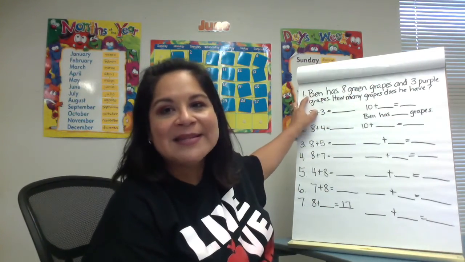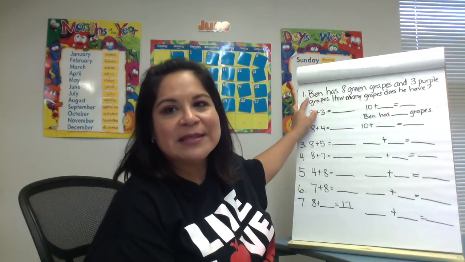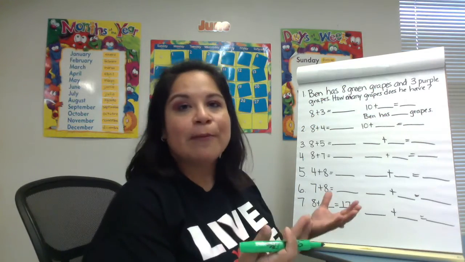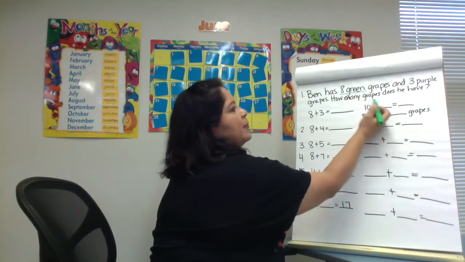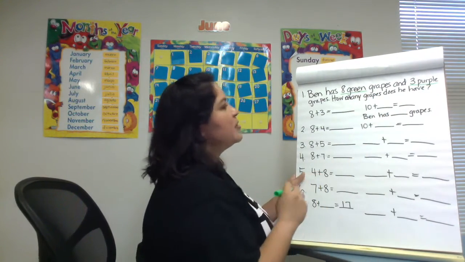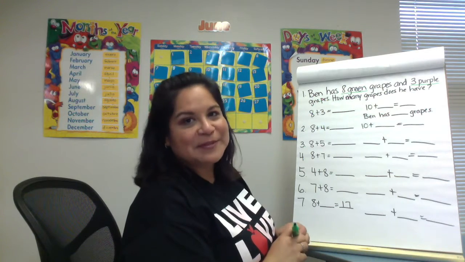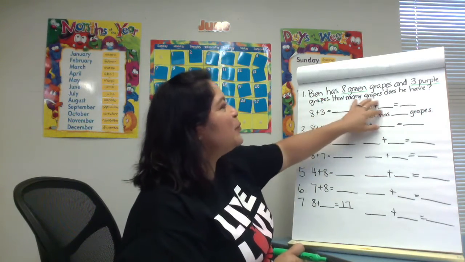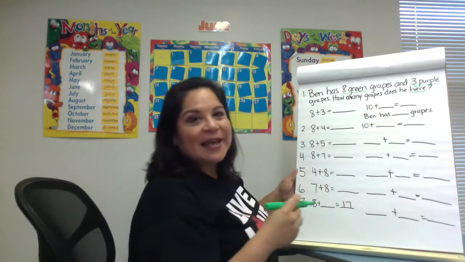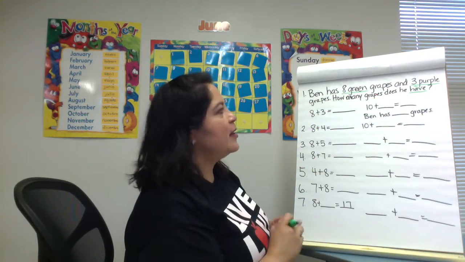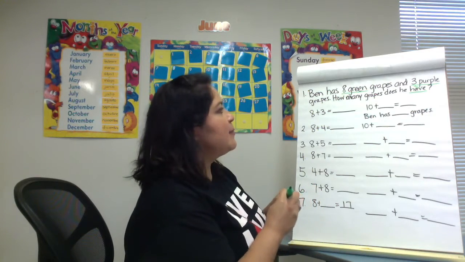It says Ben has 8 green grapes and 3 purple grapes. How many grapes does he have? So I'm going to go ahead and start by underlining my information, which is 8 green grapes and 3 purple grapes, not apples. Okay, so then we want to know how many does he have, right? So we're adding. It doesn't say in all, but we kind of already know that if they want to know how many grapes, it's going to be all of them, right? It doesn't matter what color.